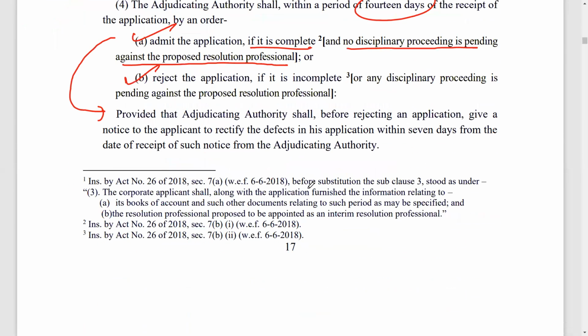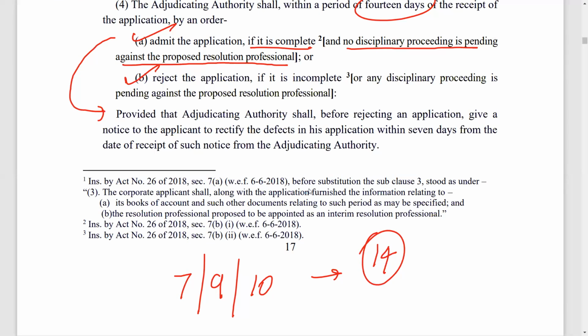Now, one thing is very common in the application filed under section 7, section 9 or section 10. NCLT is going to take 14 days time to ascertain the existence of default and go through the application. Within 14 days, NCLT is going to either accept or reject the application. If the default could not be ascertained within 14 days, then NCLT is going to take further time and the reasons would be recorded in writing.